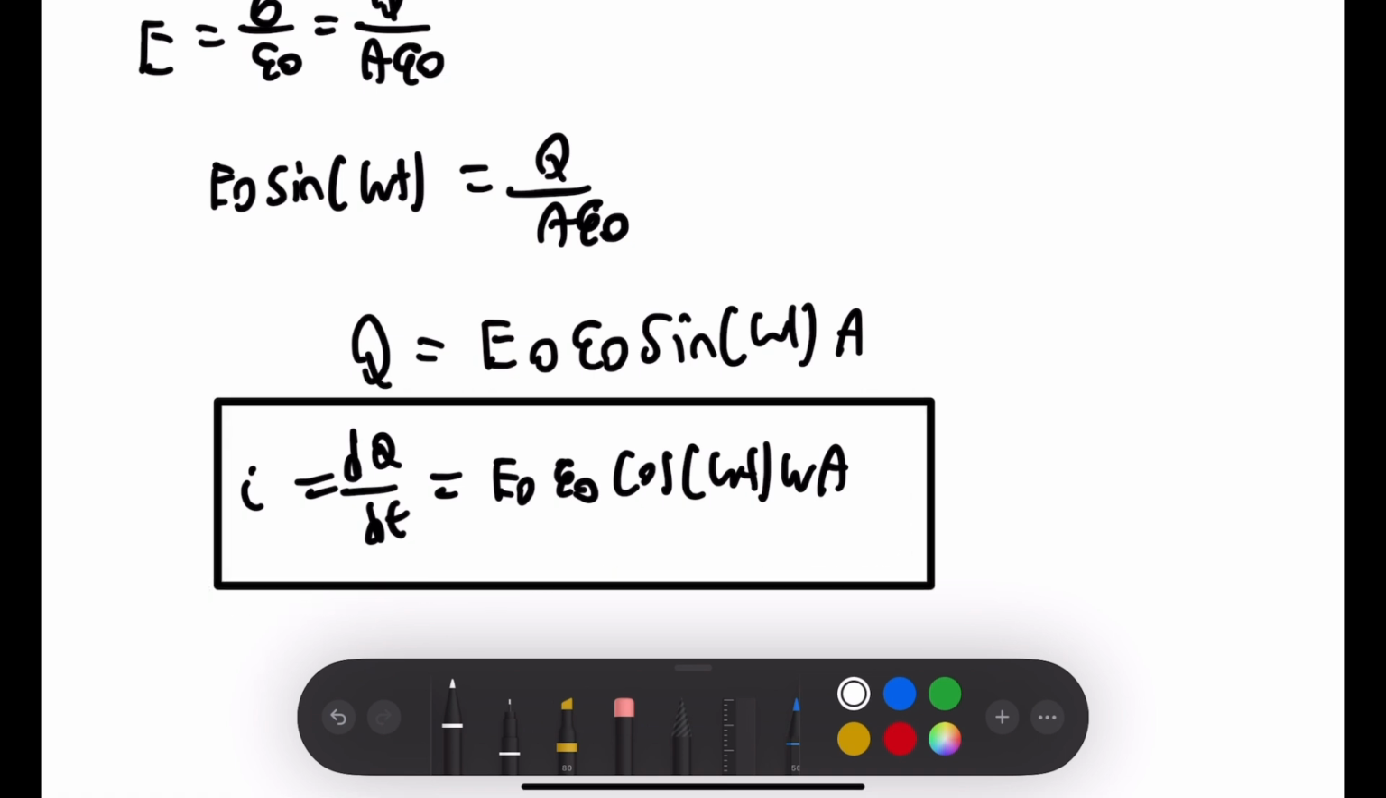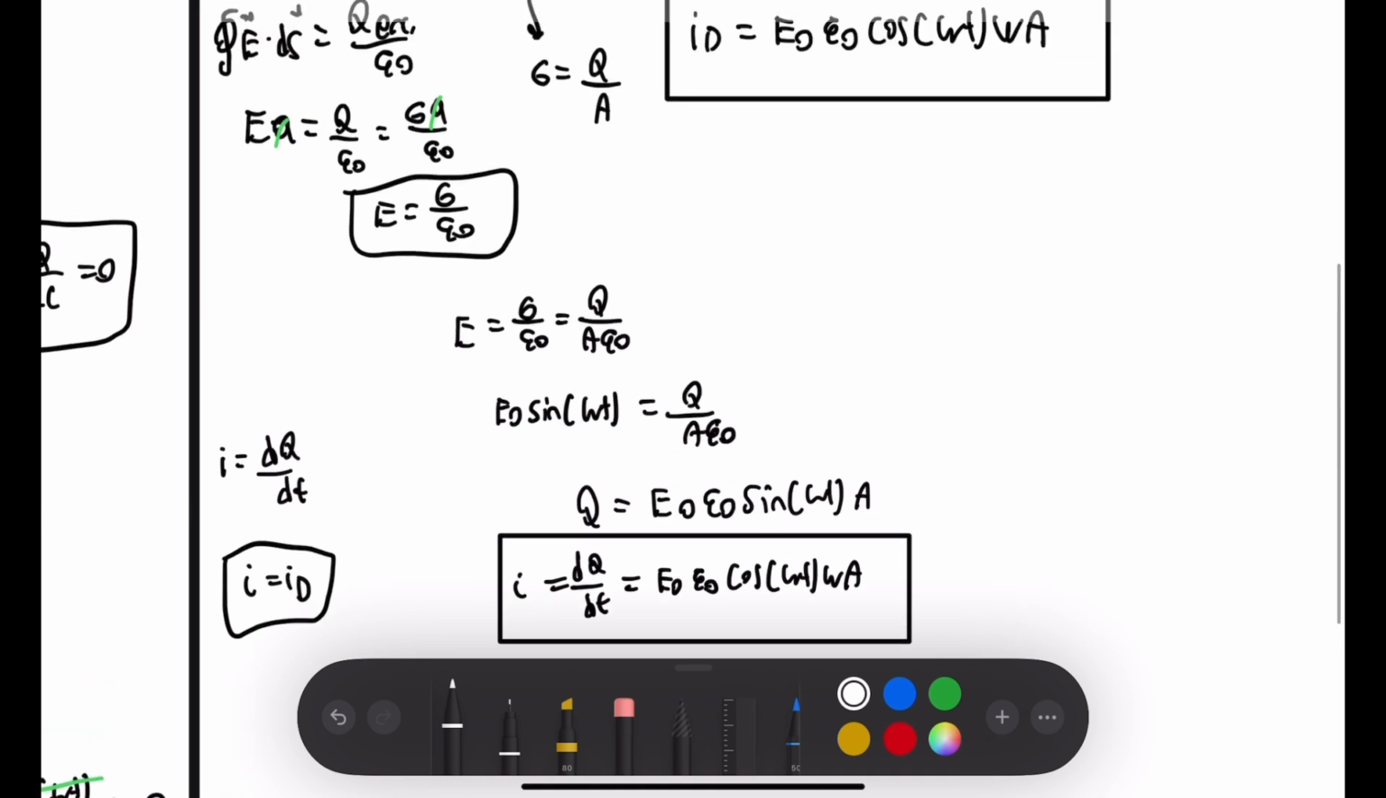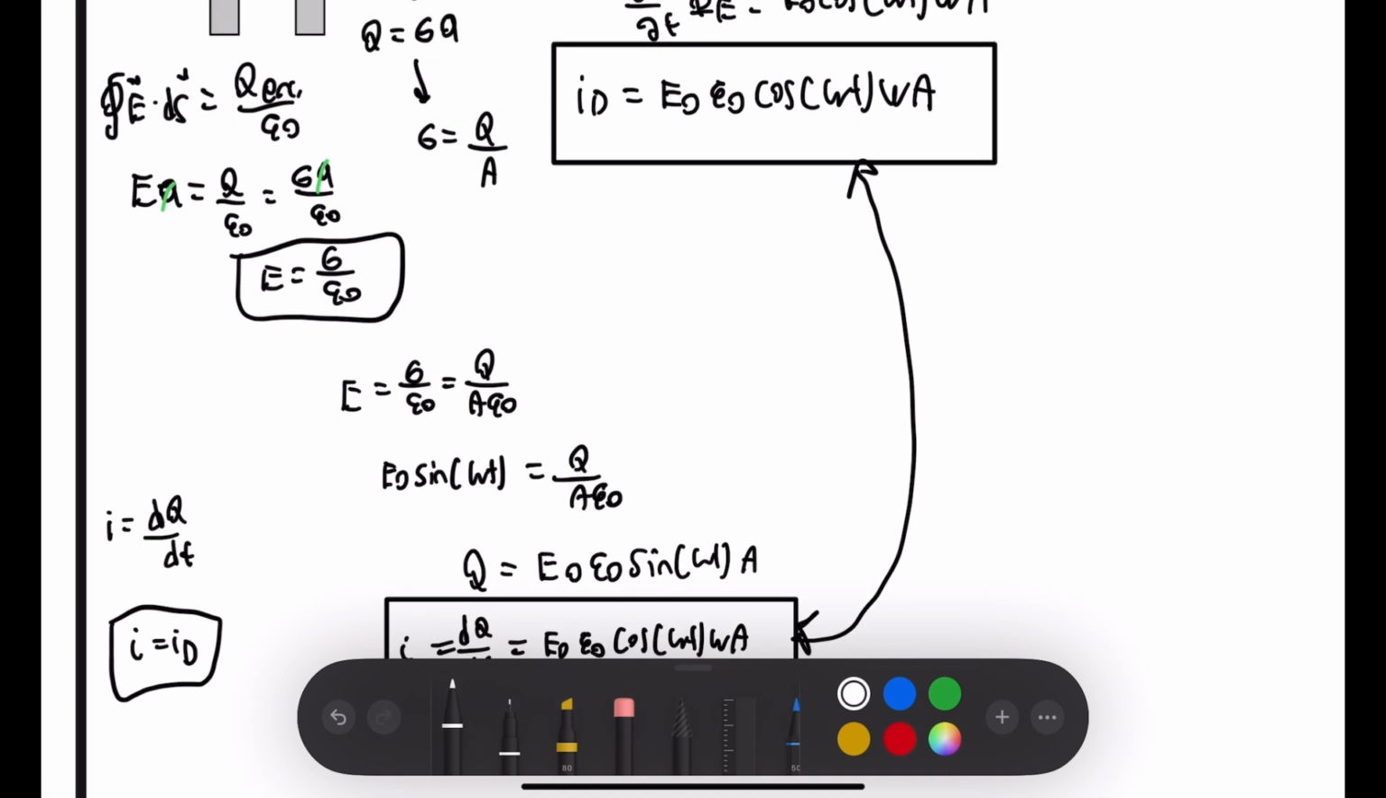And one way you can check if you did this problem right is that current is equal to displacement current. So you should see that these answers are actually the exact same. If I did it right, let's see. Yeah, they're the same. So that's one way you can check if it's right.